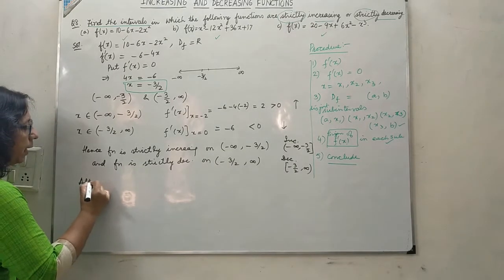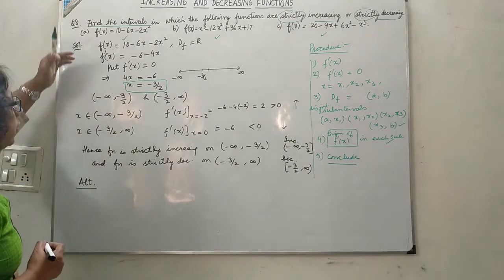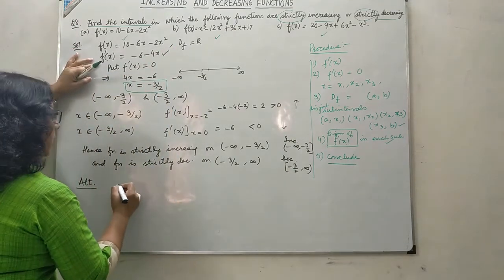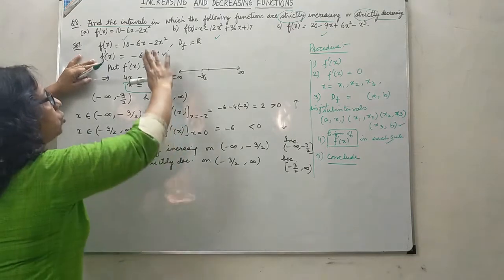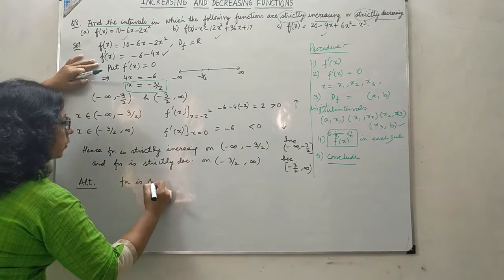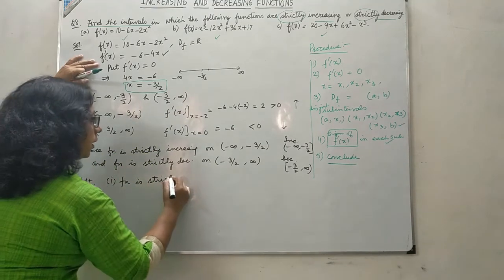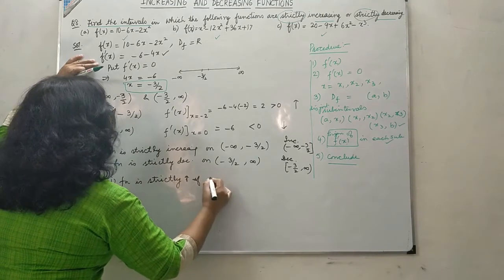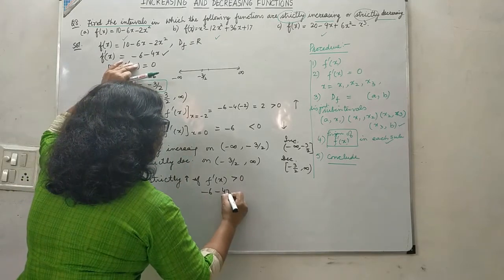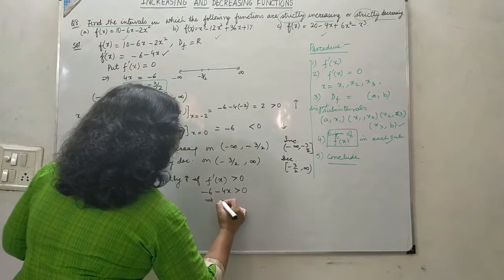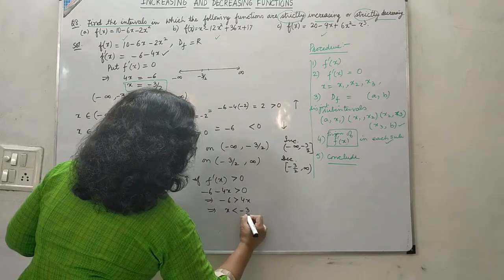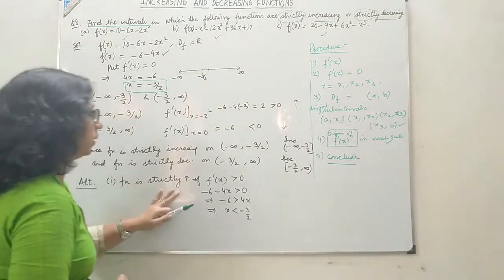And I can also apply an alternate way for this question, because f dash x is minus 6 minus 4x, and our theorem says we have to check where this is positive and where this is negative. So I can take: the function is strictly increasing if f dash x is greater than 0. That means minus 6 minus 4x greater than 0. That means minus 6 greater than 4x, and then we have x less than minus 3 by 2. From here, this is strictly increasing.